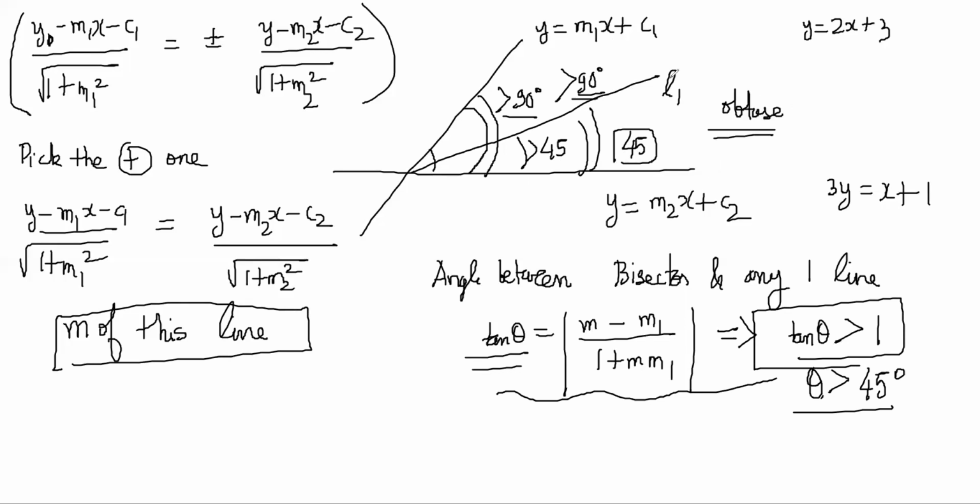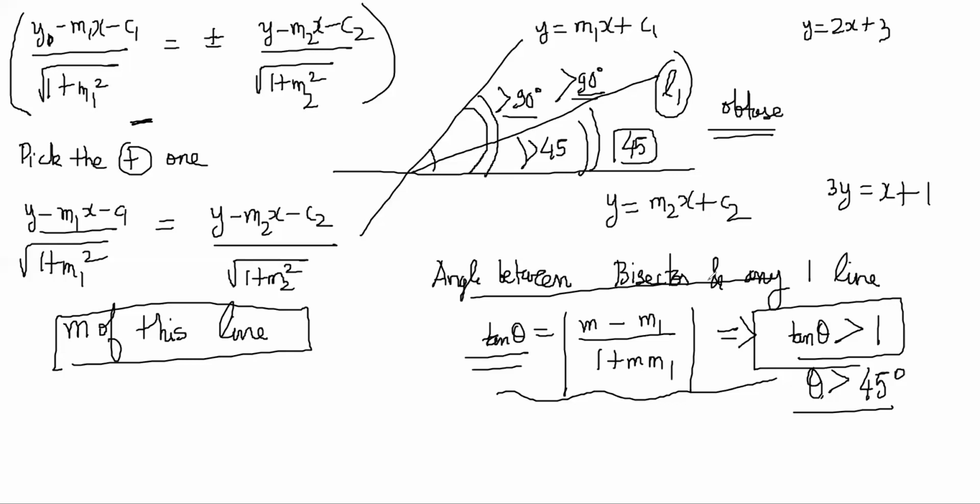Then this total angle must be obtuse. So the bisector that I picked with the plus sign must be the obtuse angle bisector in that case, right? If I wanted the acute angle bisector, I should have picked the minus sign. You understand? It's very simple. So just pick any one bisector and find its angle with a given straight line. If the mod of that tan theta is less than 1, then it is the acute angle bisector. If mod of tan theta is greater than 1, it is the obtuse angle bisector, right?